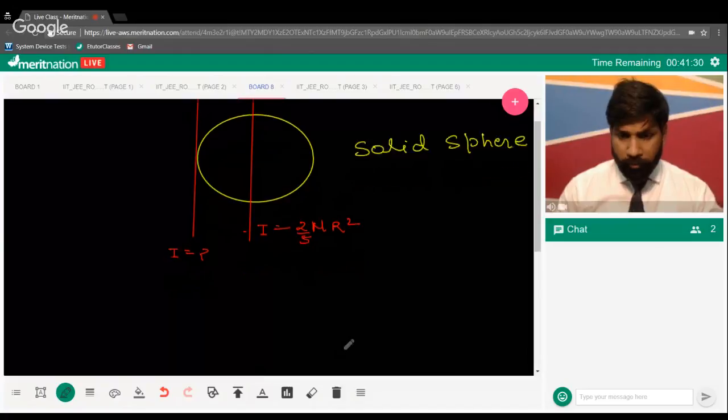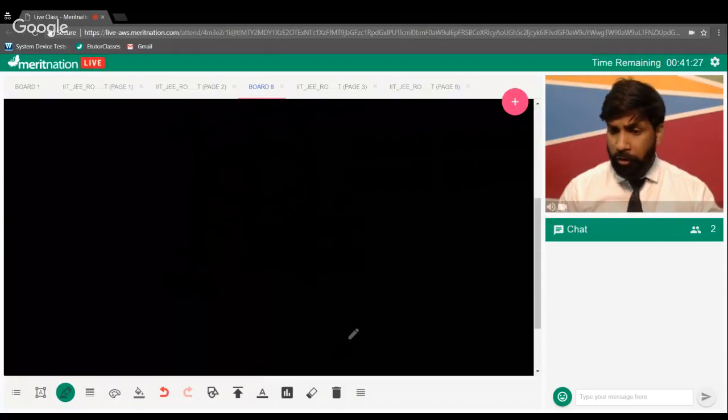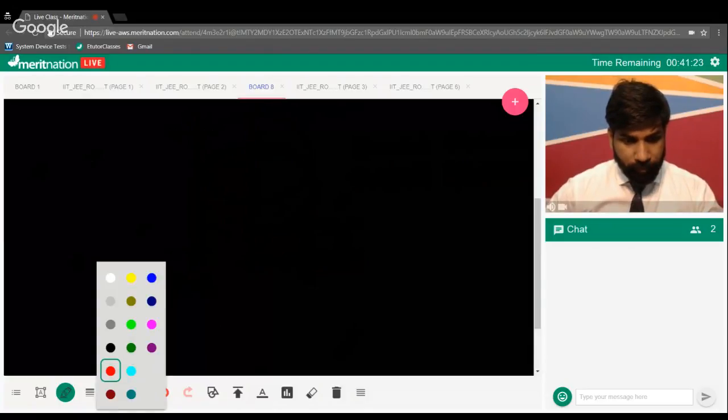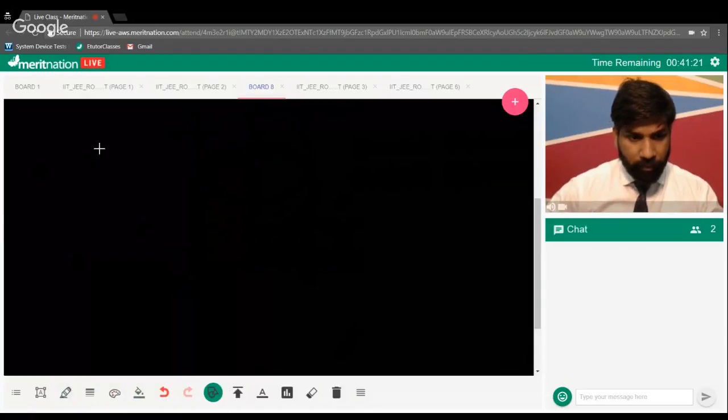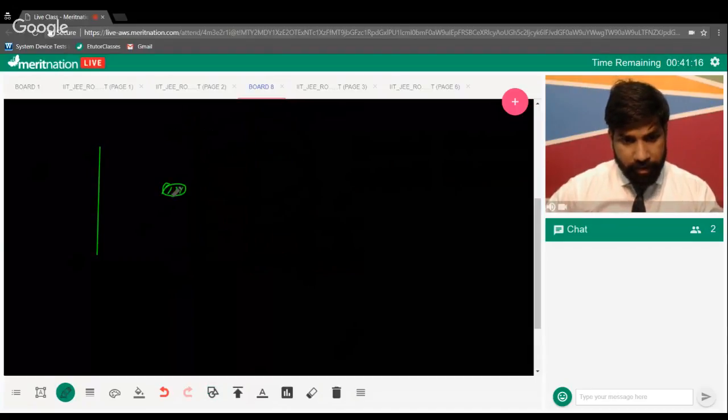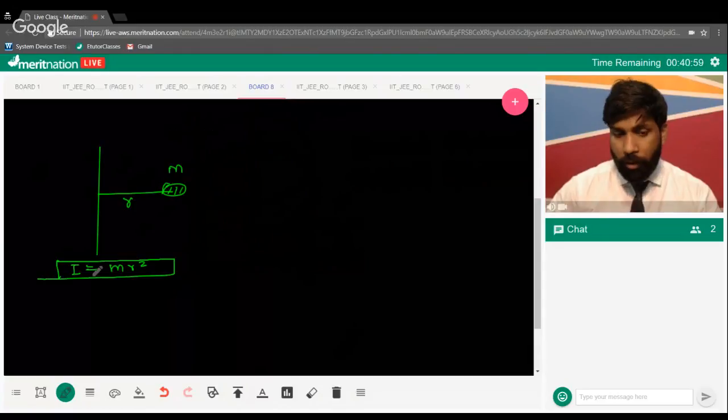So students, first of all, let me give you an idea about the moment of inertia. Suppose this is the axis, and suppose a particle is lying here at a distance r from this axis. The mass of this particle is m, and it's a point mass. So the moment of inertia of this particle about this given red color axis is I equal to mr square. You know that.